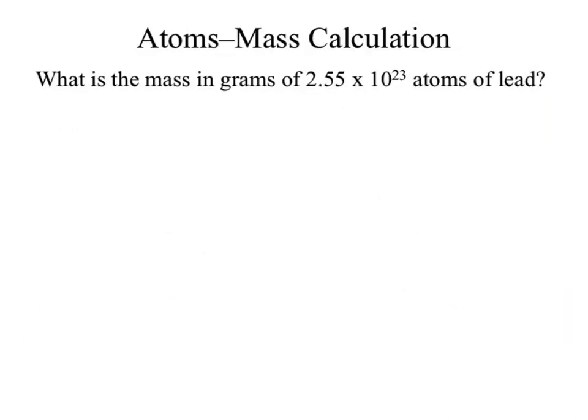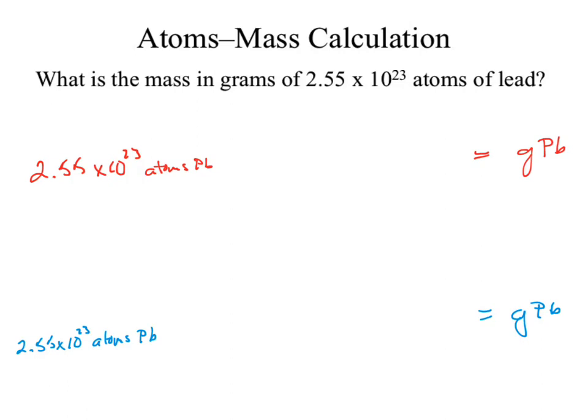Okay. What is the mass in grams of 2.55 times 10 to the 23rd atoms of lead? Two approaches to solving this. We'll start in red and then we'll jump to blue. I'm going to show you the way that you are expected to solve it, but you don't necessarily have to solve it this way.